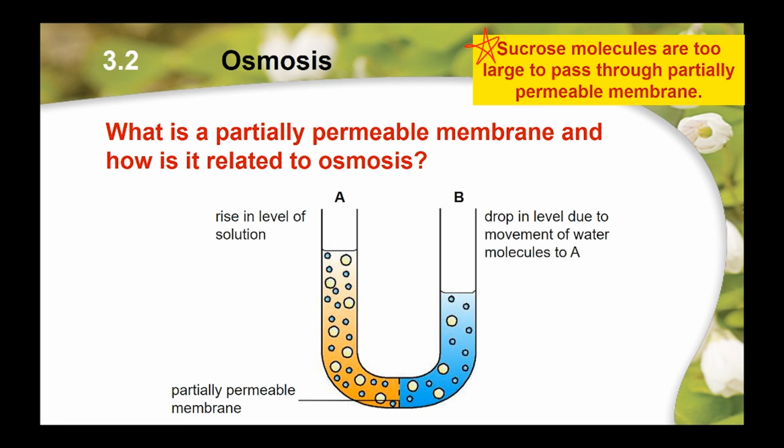Now, why is that the case? Because they are too big. Remember, the term partially permeable membrane means that there's a selection whereby only some substances can pass through but not others. In this case, sucrose is too big and therefore cannot fit through the holes within the partially permeable membrane. So I hope you more or less understand how osmosis happens. Of course, at the end, you have an equal distribution of water molecules on both sides.